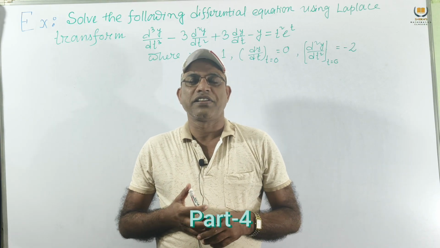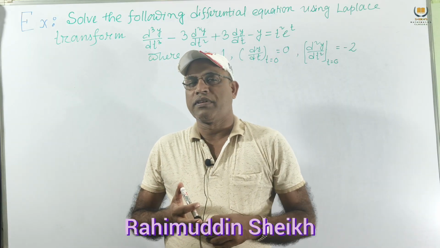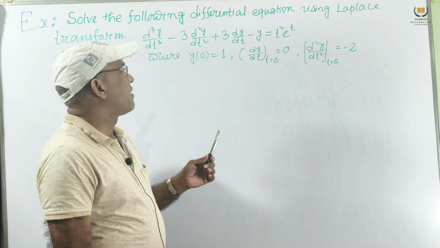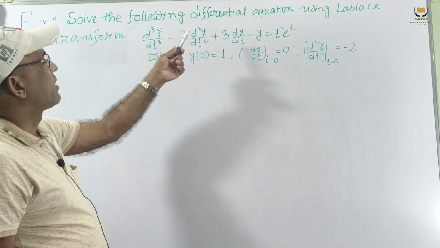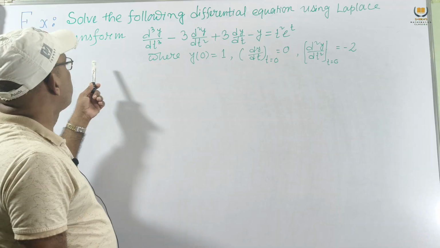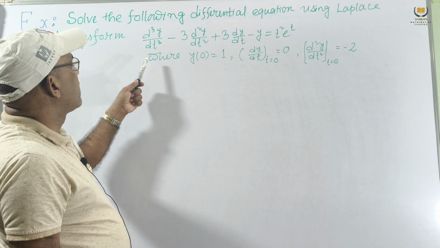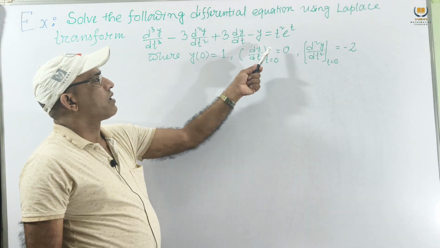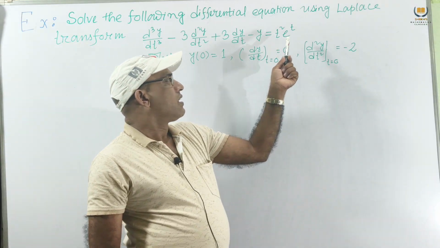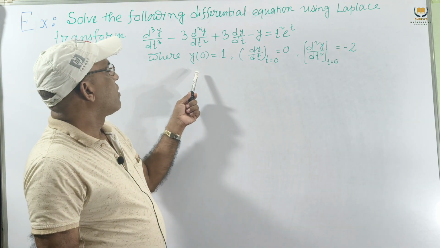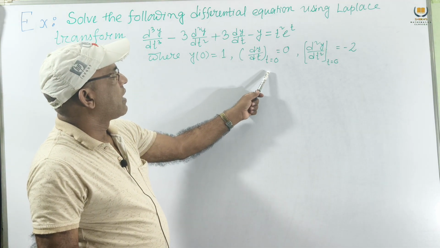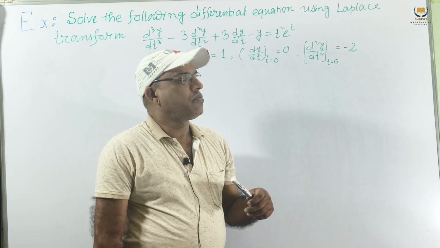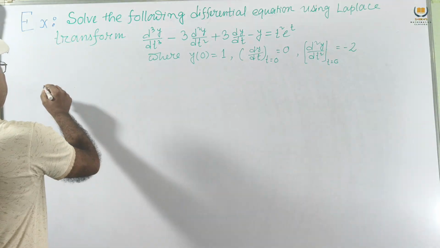So our main discussion is solving the differential equation using a Laplace transform. So we consider this problem. Solve the following differential equation using Laplace transform: d³y/dt³ minus 3 d²y/dt² plus 3 dy/dt minus y equals t² e^t, where y(0) equals 1, dy/dt at t equals 0 equals 0, and d²y/dt² at t equals 0 equals minus 2. Now we want to solve this problem.